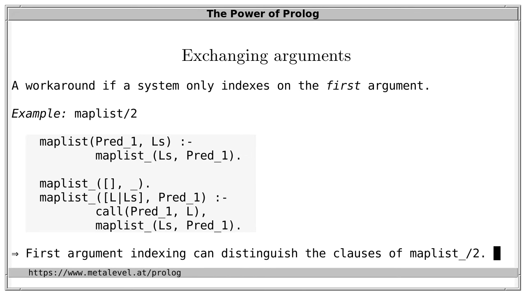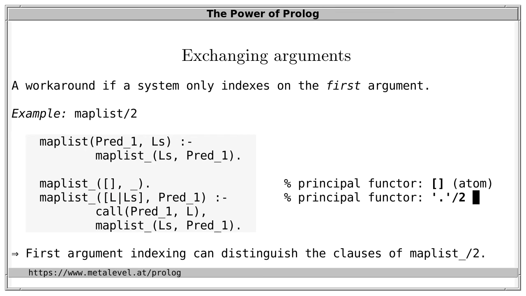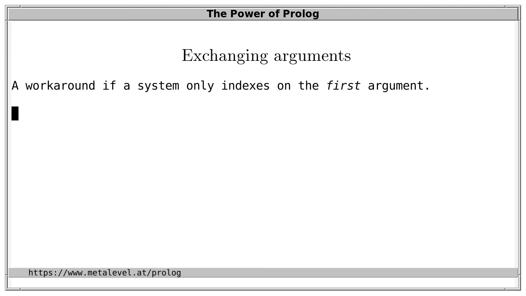And now, first argument indexing can distinguish the clauses, because in the first clause, the first argument is the atom nil, and in the second clause, it's a compound term with functor dot and arity 2. So, at first sight, this appears to be a nice way to benefit from argument indexing. However, it can lead to convoluted Prolog code.